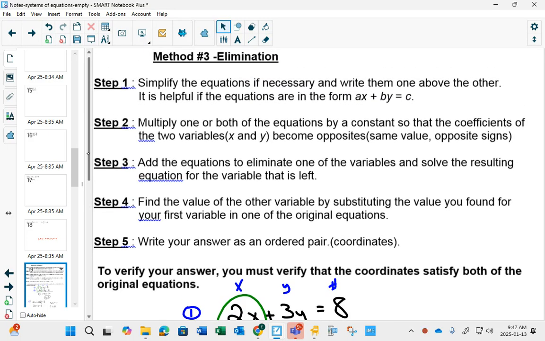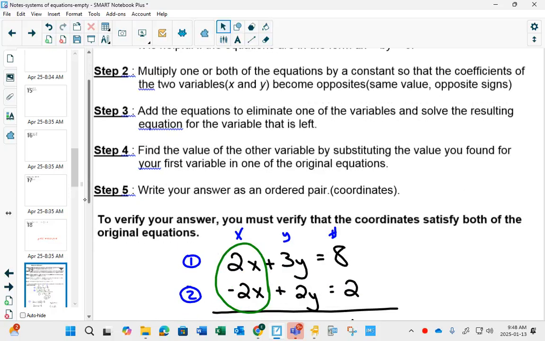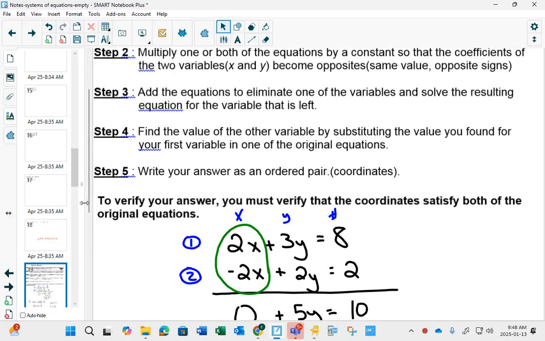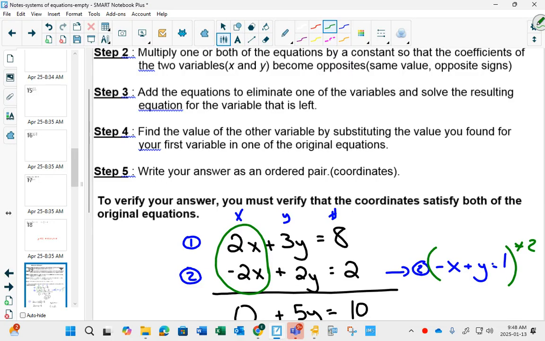Now, sometimes you have to change an equation. I wrote it so that they were already a 2 and a 2. But sometimes equation 2 might have started as negative x plus y equals 1. Can you see that the one that I wrote is just this equation all multiplied by 2? And the goal is to get something to be the same with one thing positive, one thing negative, so you can add them to eliminate.